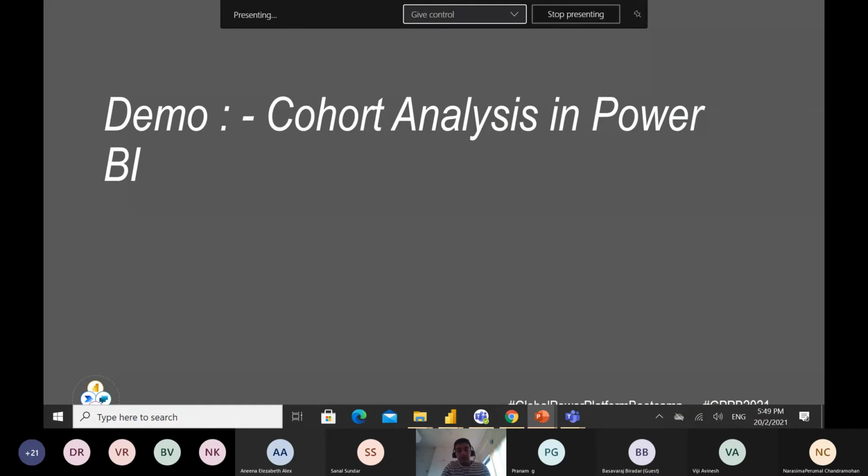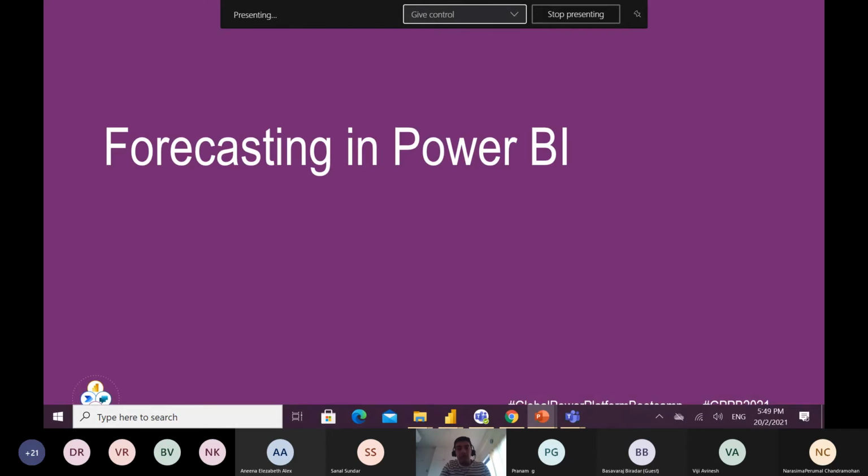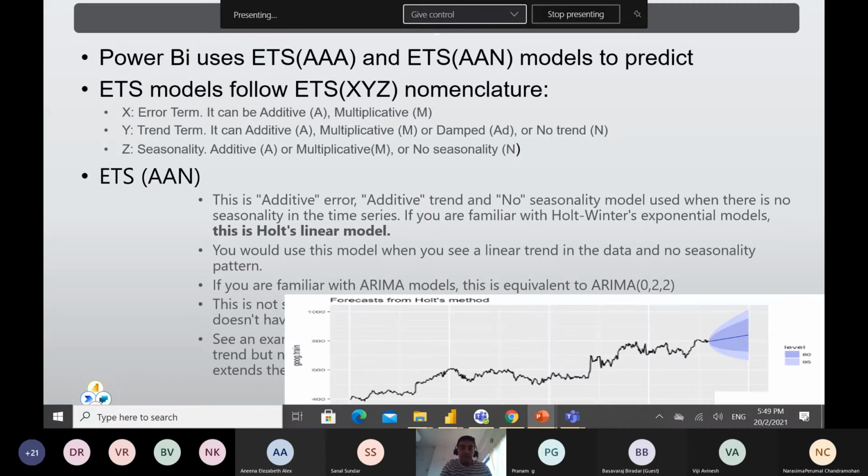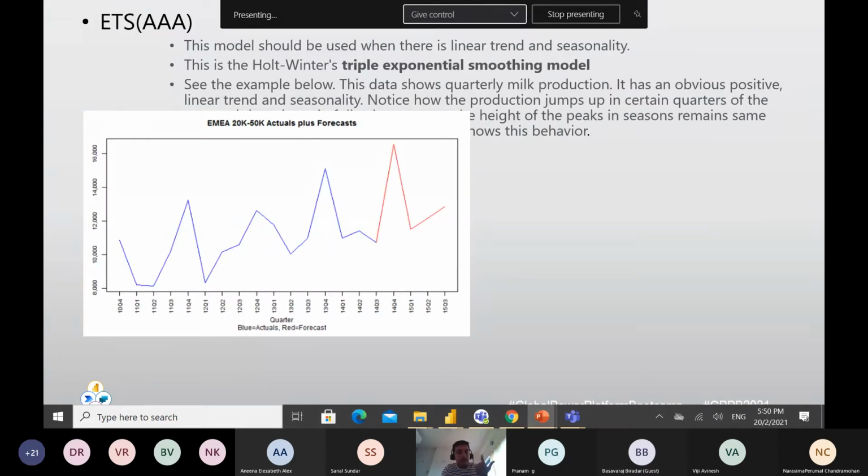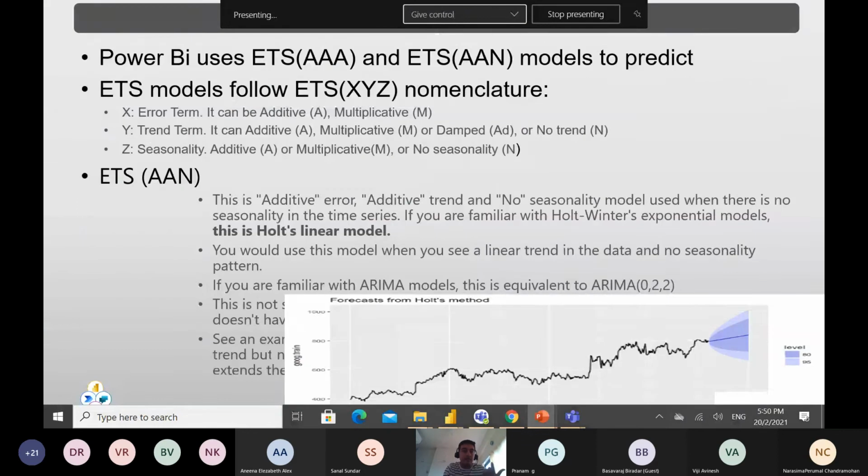Okay, I'm going to the next part, the forecasting. The forecasting in Power BI. I'm going to skip through these faster, so I'm not going to go through all the models used in forecasting in Power BI. Usually it's ETS, an error, trend and seasonality model, where it uses Holt's linear model as well as the triple exponential smoothing model, depending upon whether you have seasonal data or not.